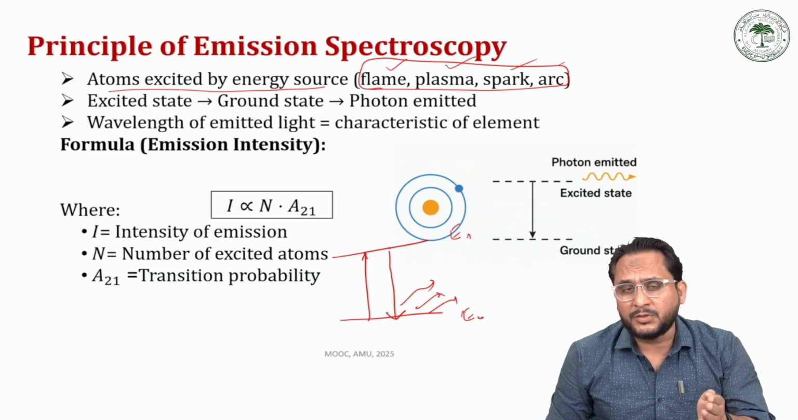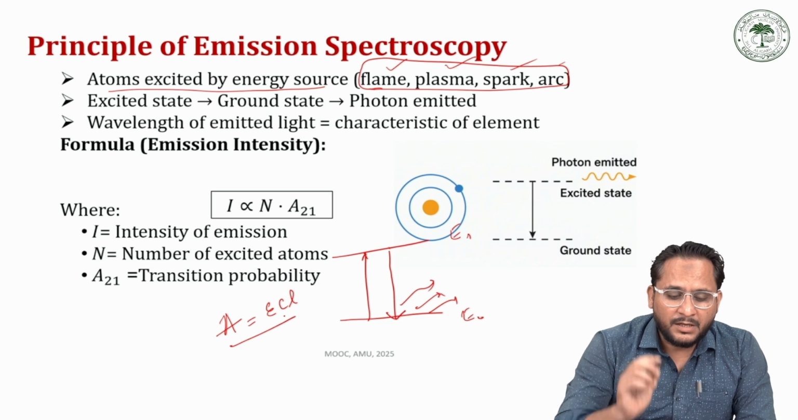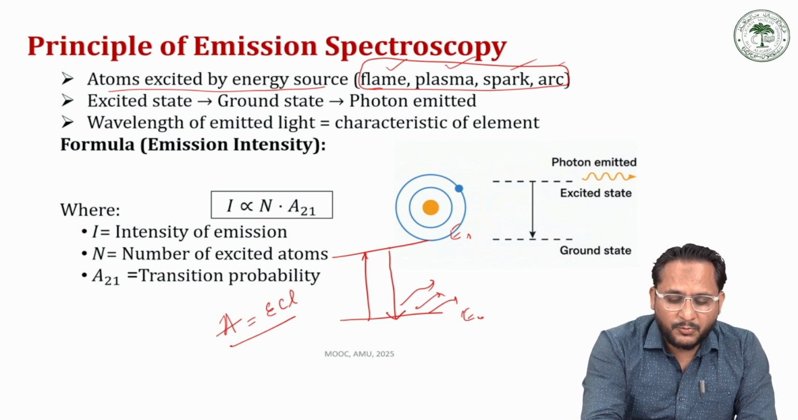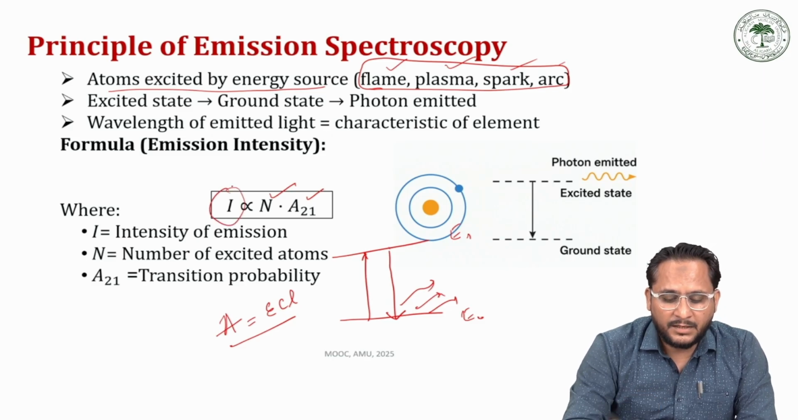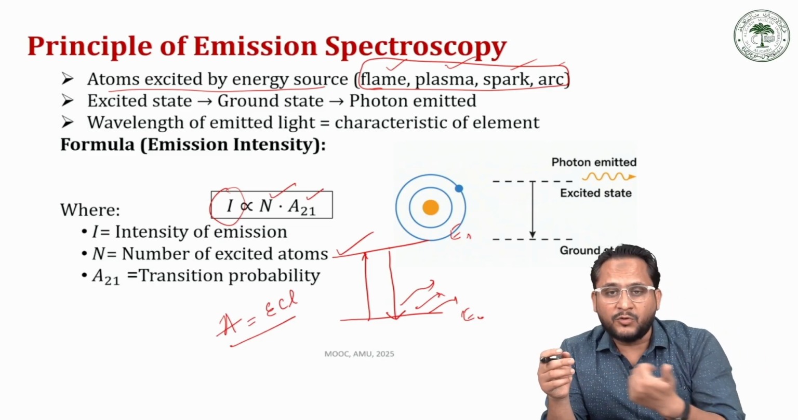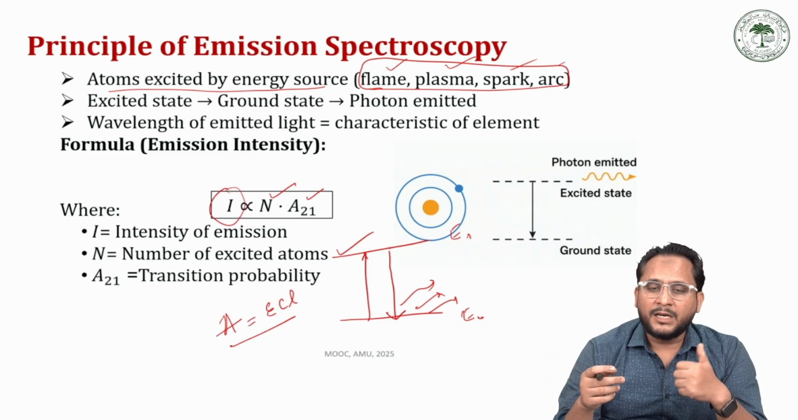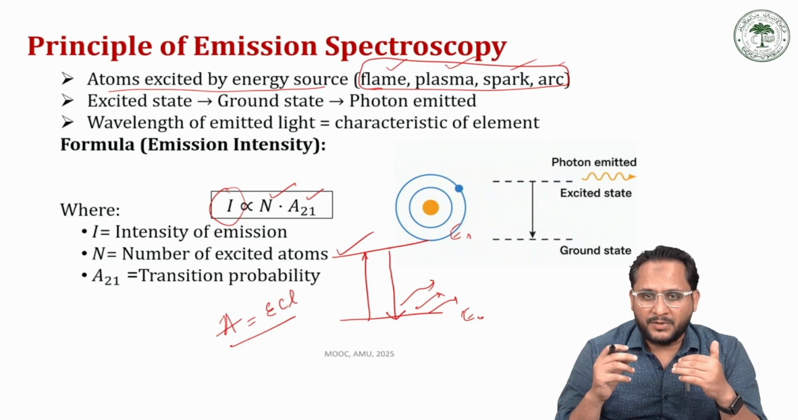In case of absorption spectroscopy, as I said, the absorbance of light is governed by the Beer-Lambert's law, which is epsilon, C and L. Here in case of emission spectroscopy, the intensity of emission is proportional to N and A, I equals N times A. This I is the intensity of emitted light, N is the number of excited atoms, and the number of excited atoms depends, of course, upon the concentration of the sample and also upon the thermal energy that we are providing to this sample by flame or a plasma or arc.